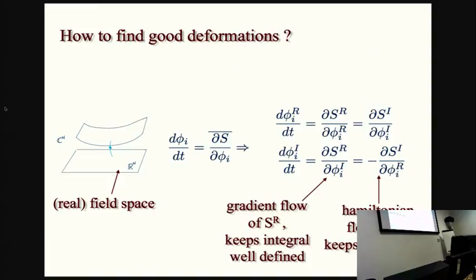If I split up this equation here into its real and imaginary parts, I can see that this thing here is just the gradient flow of the real part of the action. So if I follow the flow, the real part of the action grows monotonically. Now, because of the Cauchy-Riemann conditions, I can always write the same equations as Hamilton-like equations, where the role of the Hamiltonian is played by the imaginary part of the action. That proves that along the flow, the imaginary part of the action is going to be constant. So the real part grows, the imaginary part stays constant.